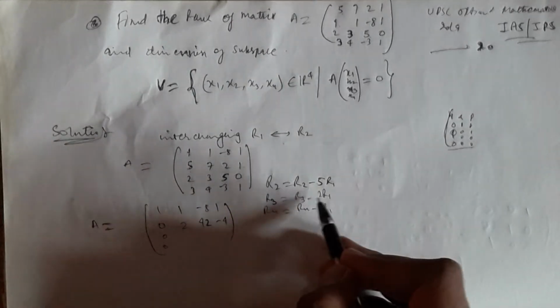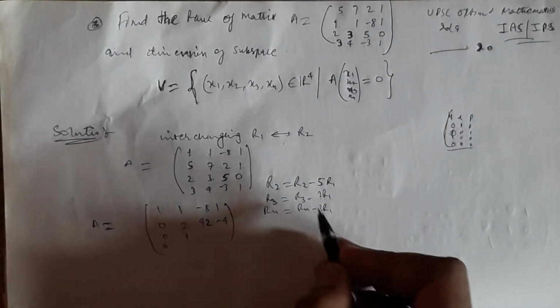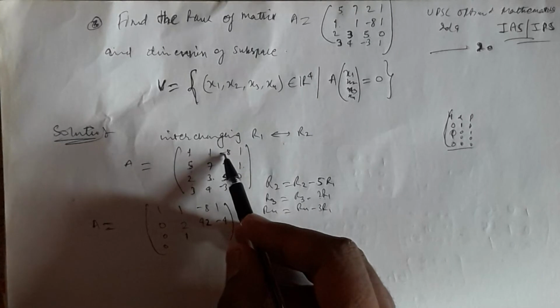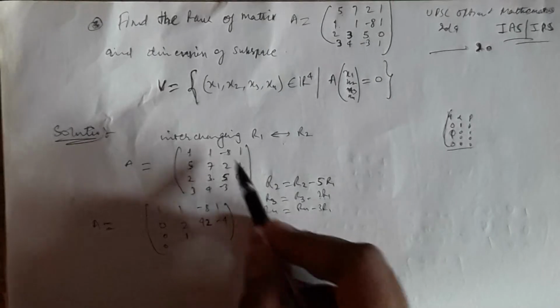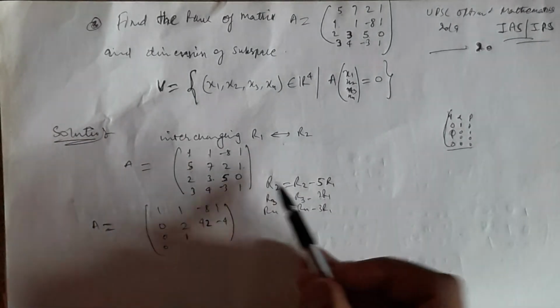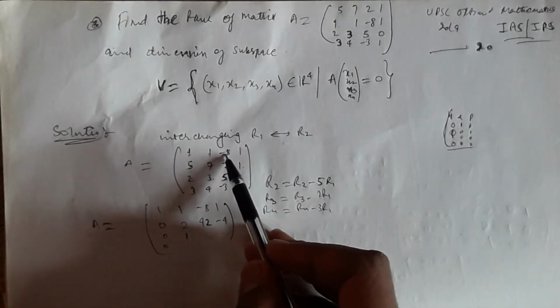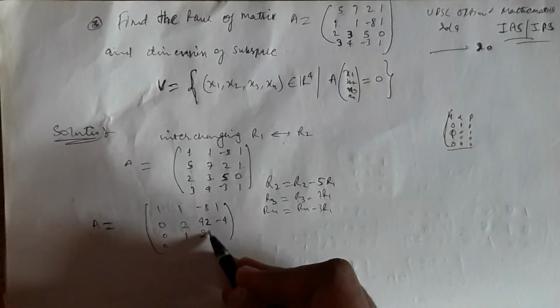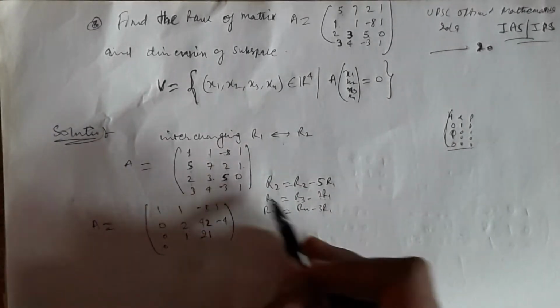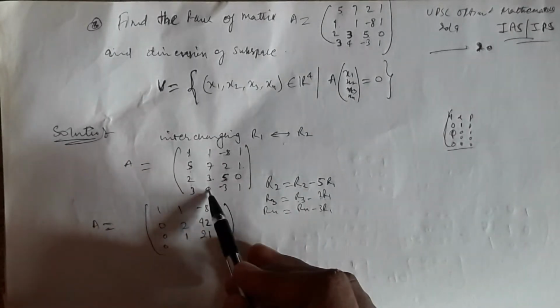R3 is R3 minus twice R1. 3 minus 2 is 1. 5 minus twice -8 means plus 16, so 5 plus 16 is 21. Then R3 is 0, 1, 21, and -2. And for R4, it is R4 minus thrice R1.